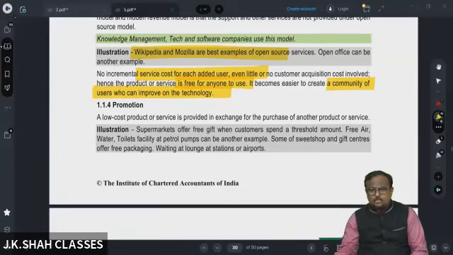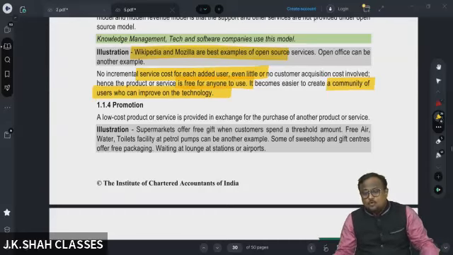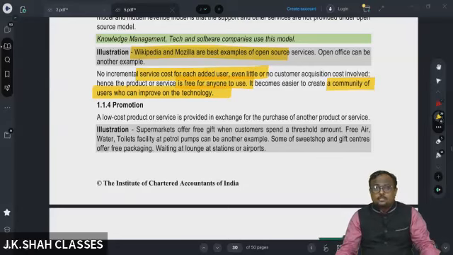Hidden revenue model is something where you generate revenue out of it. Like YouTube, Facebook, Meta, Instagram. And open source can also be the same thing, but in open source, cross subsidization is possible.